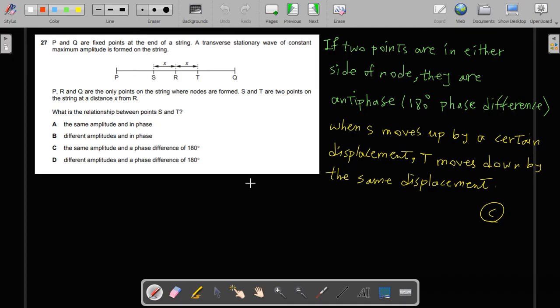Okay. If 2 points are on either side of a node, they are antiphase. What does it mean? It means the phase difference of them will be 180 degrees. So when S moves up by a certain displacement, T moves down by the same displacement. According to this, you can choose C. So for this question, C is right.